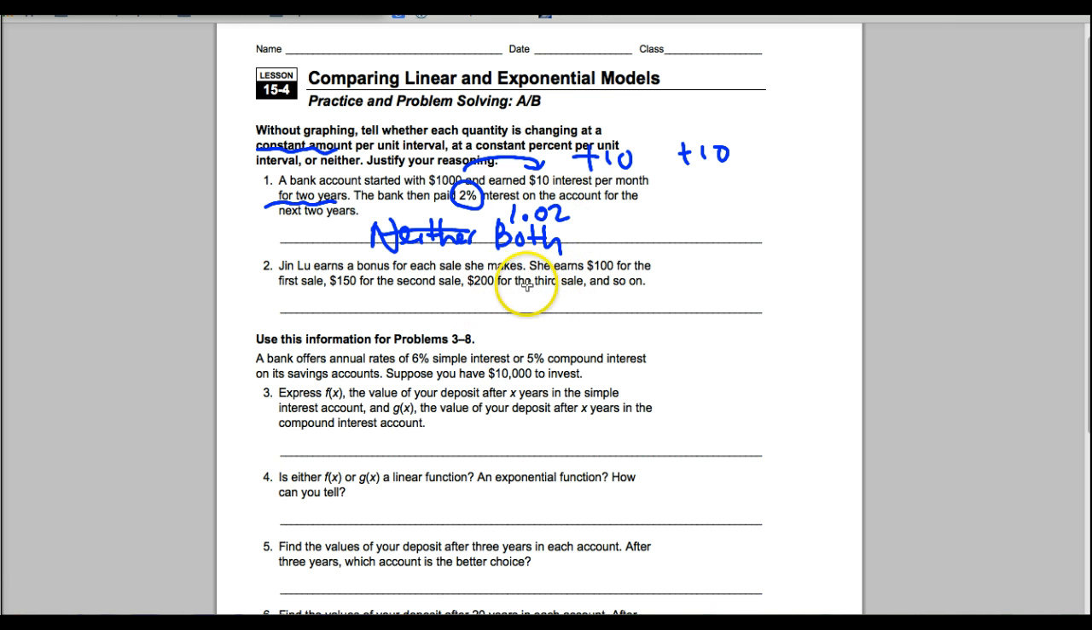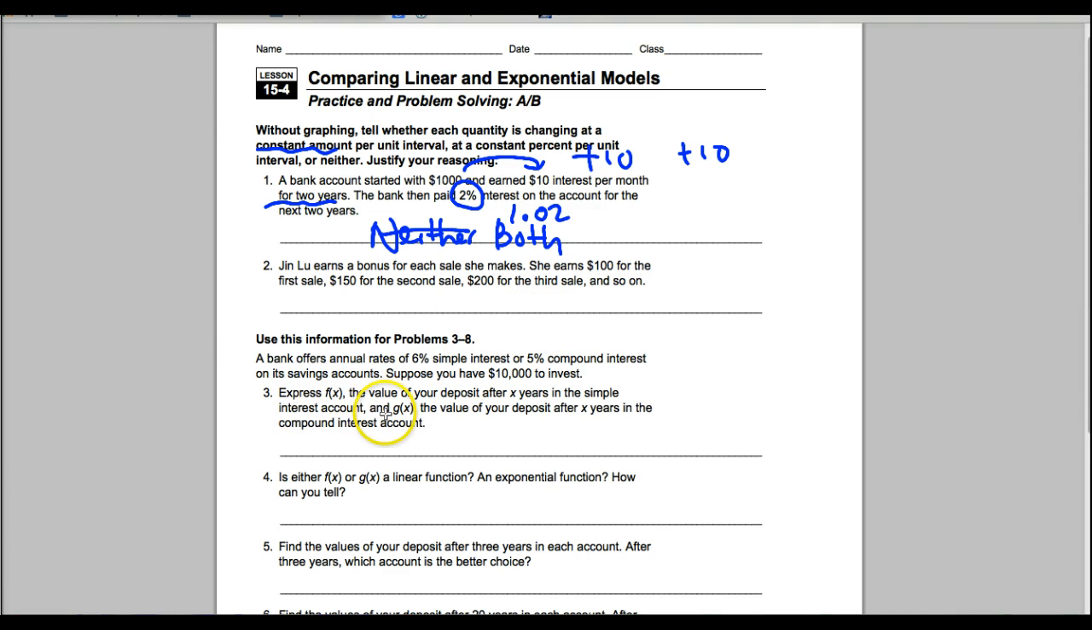What about this one? It says Jean Lu earns a bonus for each sale she makes. She earns $100 for the first sale, $150 for the second sale, $200 for the third sale, and so on. So is this changing at a constant rate or at a constant percent? Do you have to multiply by the same number every single time, or are you adding the same number every single time? So think about that one.